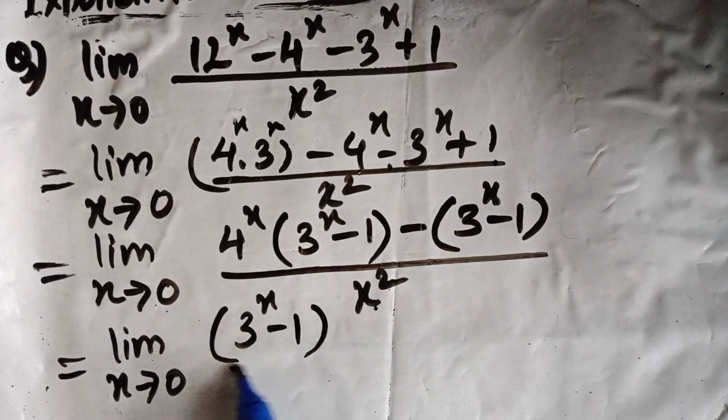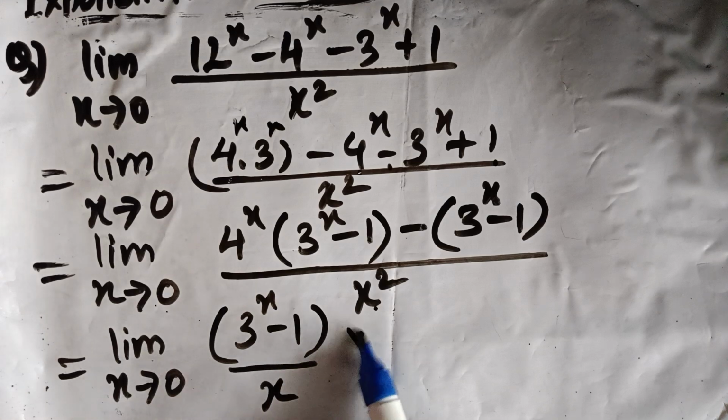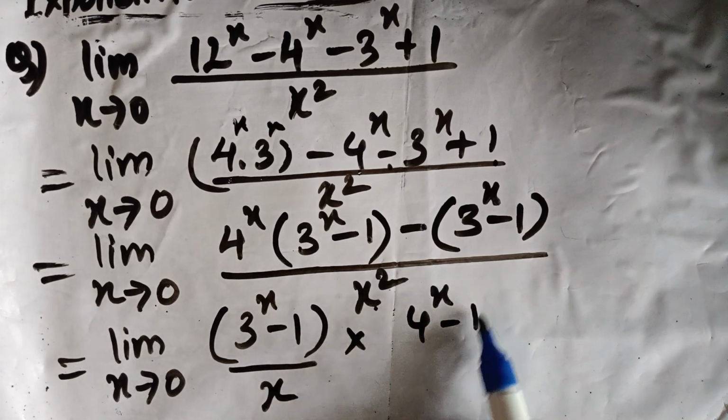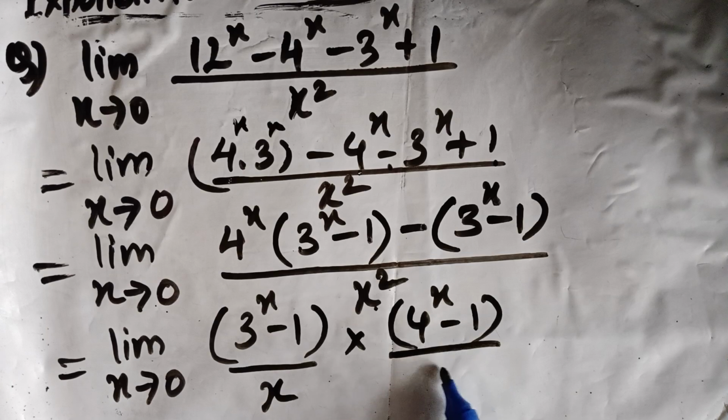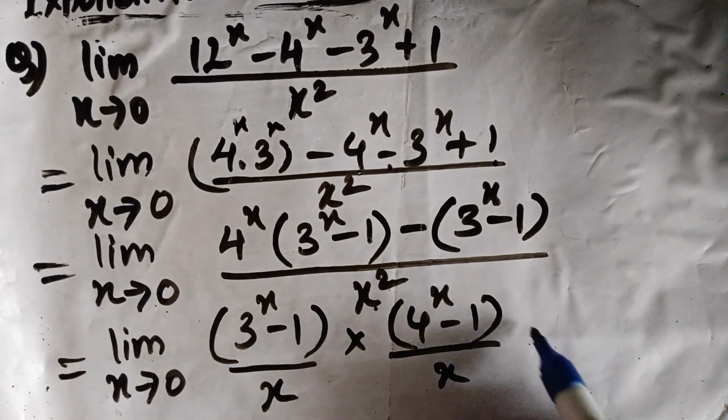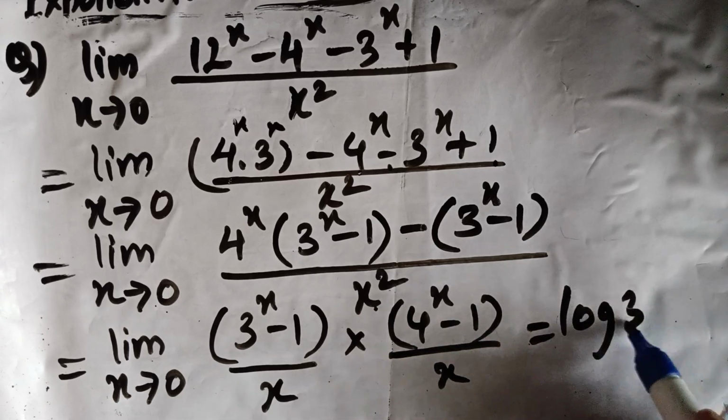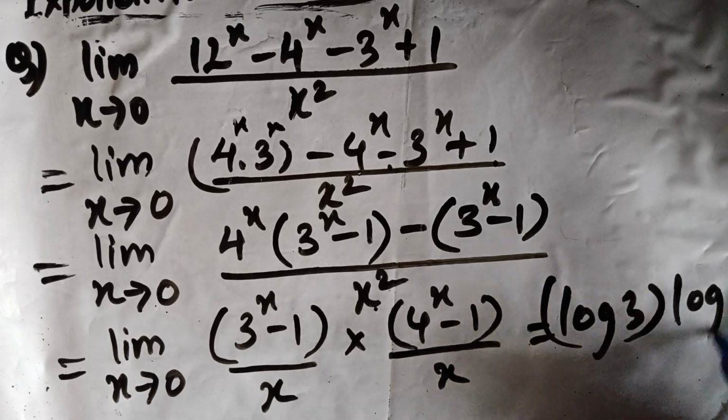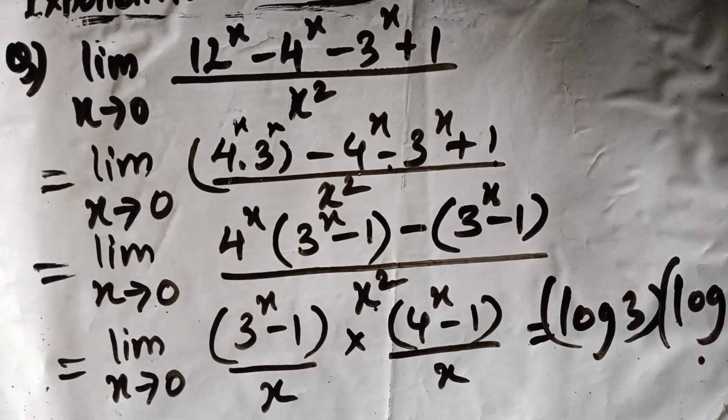Okay, this x square, I'll take one x here and another, this is for 4 raised to x minus 1. So then taking limits, you will get here log 3 into log 4. Okay.